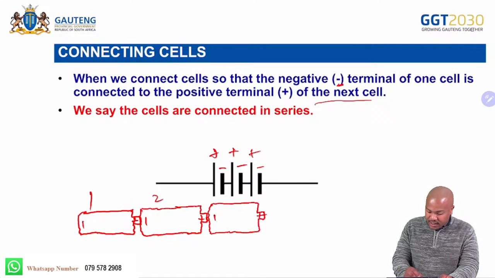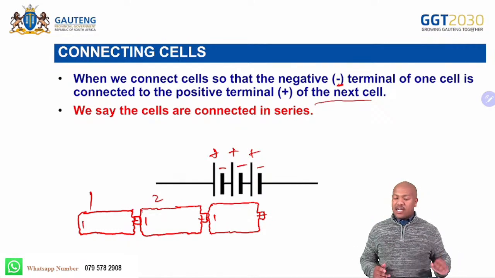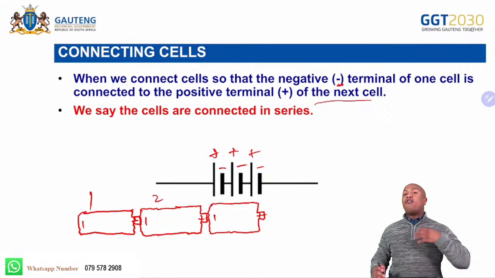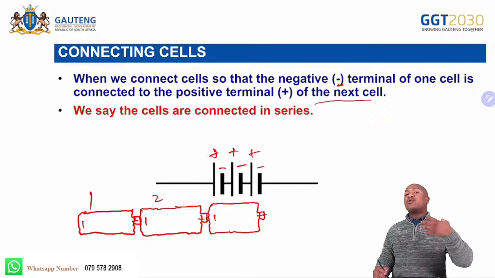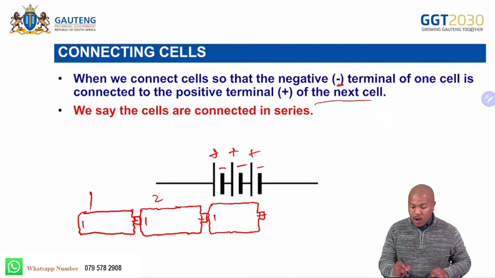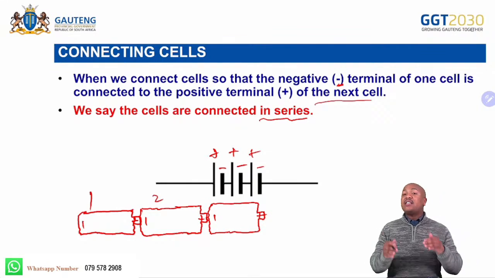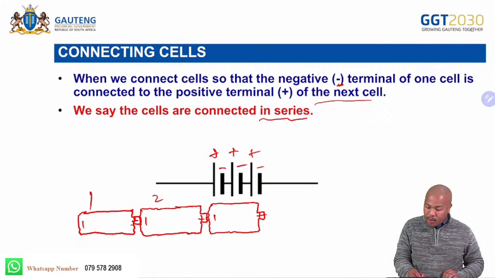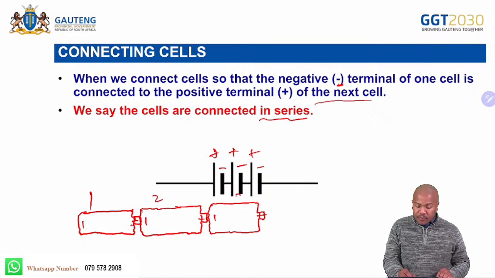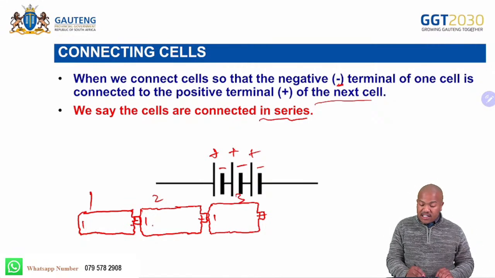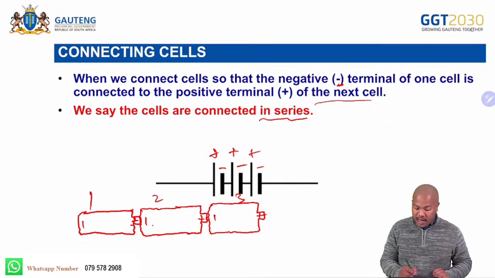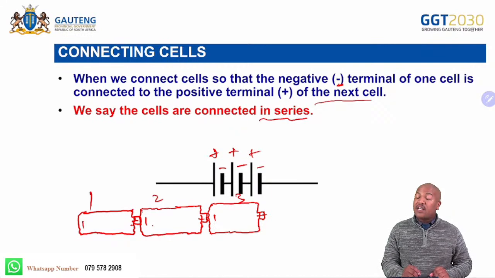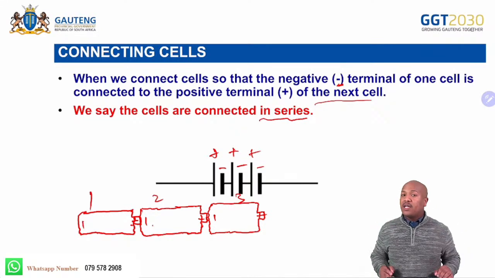Positive, negative. Now look at the statement there. When you connect cells so that the negative terminal of one cell is connected to the positive terminal of the other cell, we say that those cells are connected in series. They follow each other. Hence you can see here the positive terminal of cell number 1 is connected to the negative terminal of cell number 2, and the positive terminal of cell number 2 is connected to the negative terminal of cell number 3.